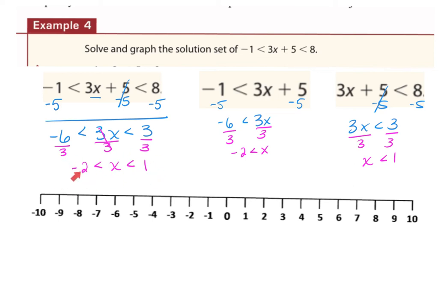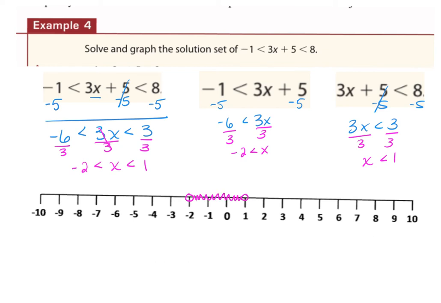You're going to have negative 2 at one end point, open circle, because it is just a less than sign there. You are going to have positive 1 at the other end, open circle, because it is just less than. And then x is everything that is in between them. All right.